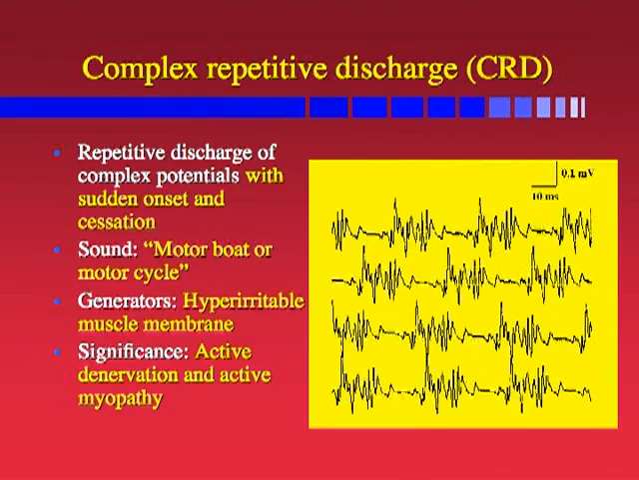During discharge, there may be abrupt changes in their shape, amplitude, and frequency. The most important criterion of CRD is a lack of waxing or waning of amplitude or frequency of potentials. Thus, there is a distinct difference between CRDs and myotonic potentials. In CRDs, there is no waxing and waning of amplitude or frequency of the potentials, whereas waxing and waning of potentials is a sine qua non in myotonia. This distinction is important because myotonic potentials have a more specific connotation.